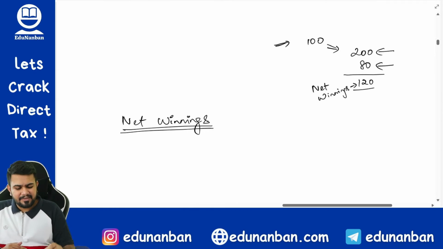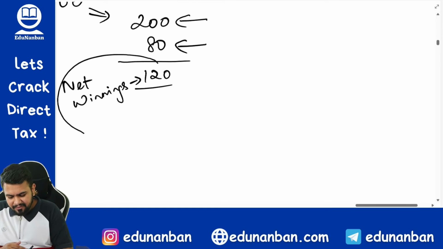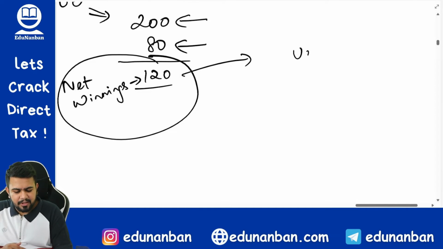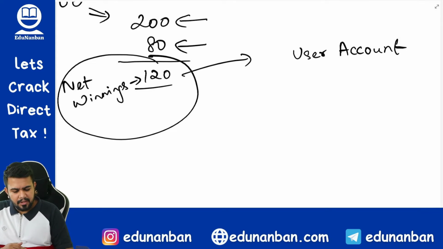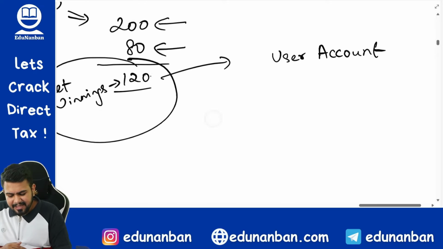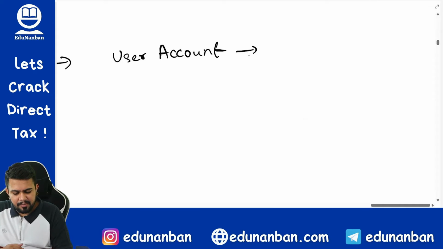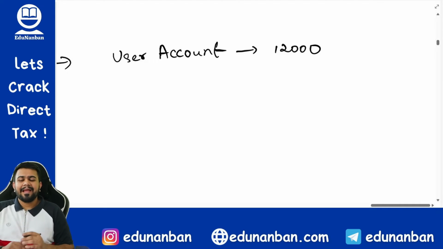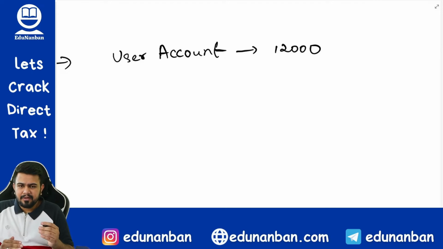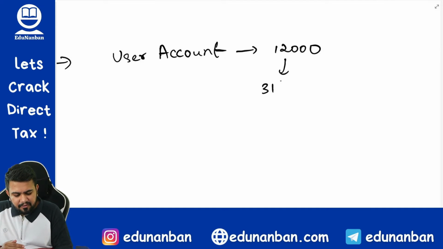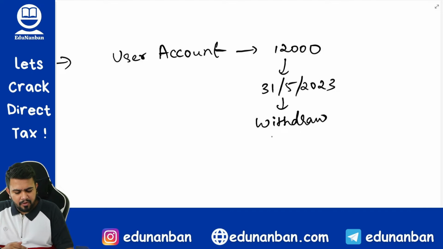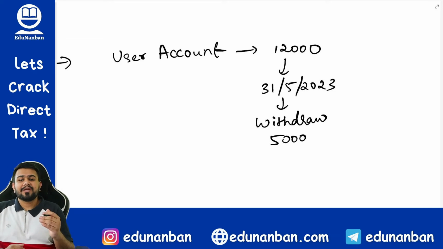Now how will the TDS be deducted? See, this net winnings is there, no? This will be showing in the user account. Let us keep this net winnings example as 12,000. For example, the net winnings is 12,000. So in the user account, it will be shown as 12,000. Let's say the user now decided on 31st of May 2023 to withdraw 5,000. The user decided to withdraw 5,000.